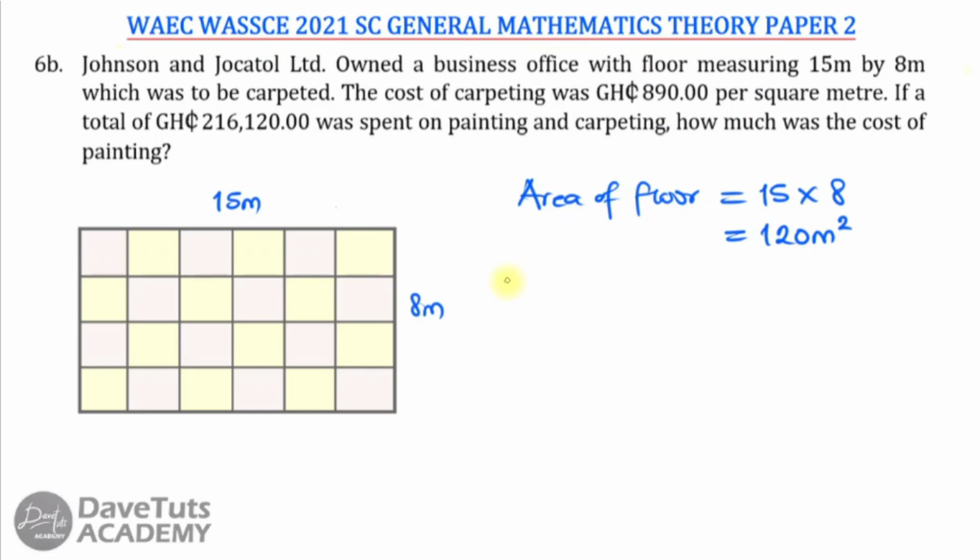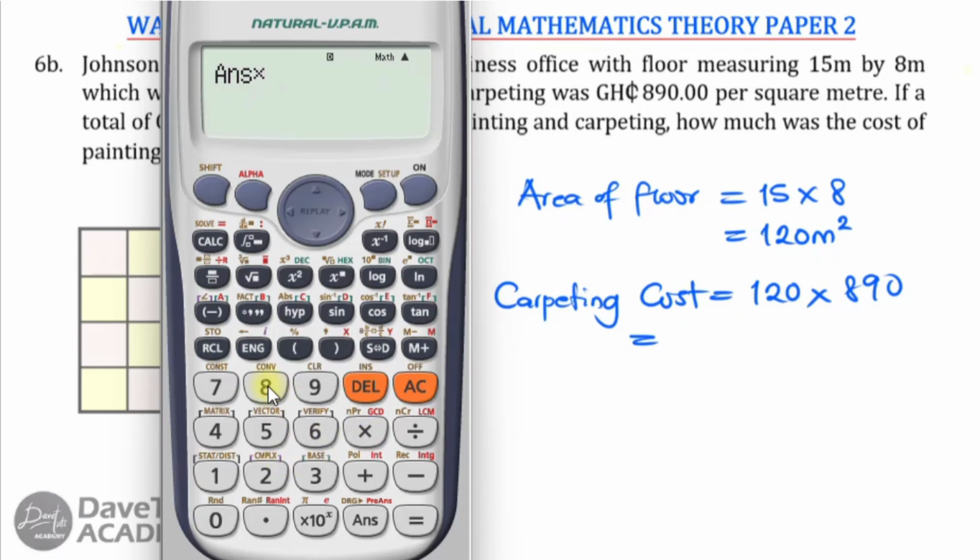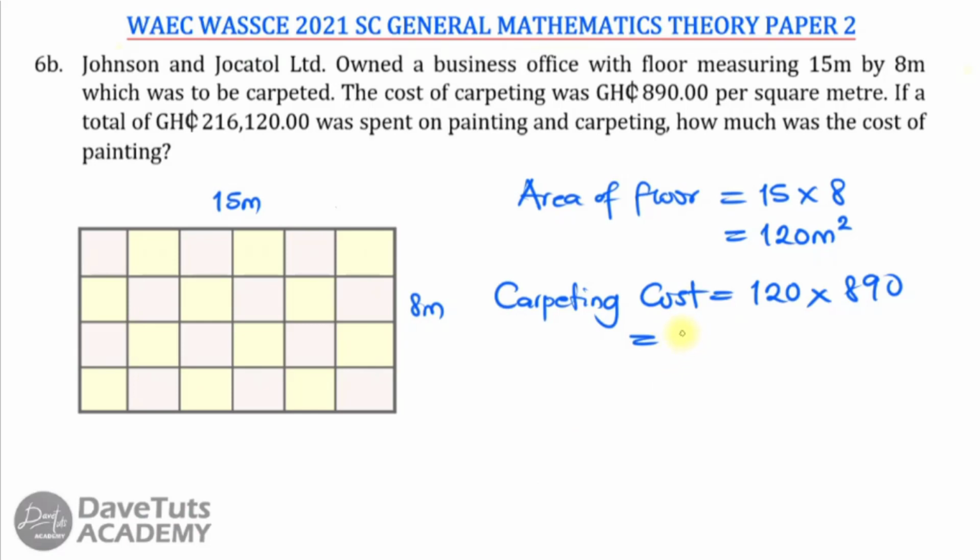So we can say that the cost for carpeting is going to be this 120 that we just got multiplied by 890. And if you are to evaluate that, you can just say our answer times 890. Okay, so that's 106,800 Ghanaian cedi. So that is the cost for carpeting. We were told that a total cost spent was 216,120 Ghanaian cedi, which was spent on painting and carpeting.